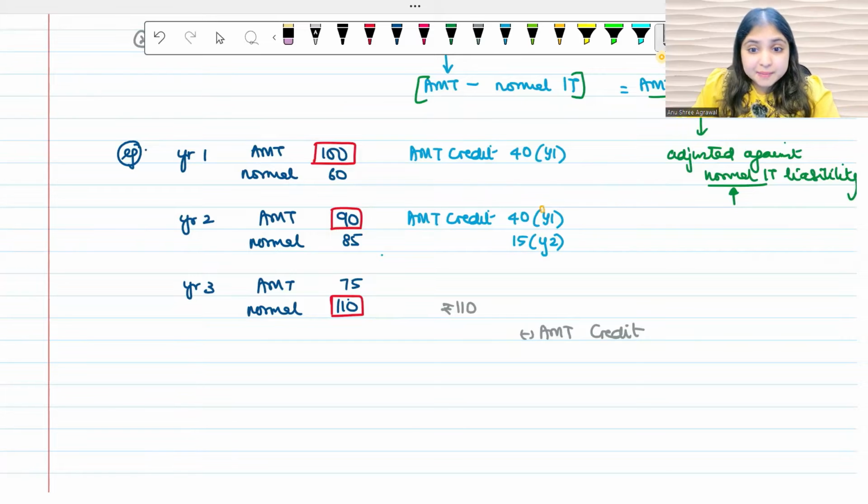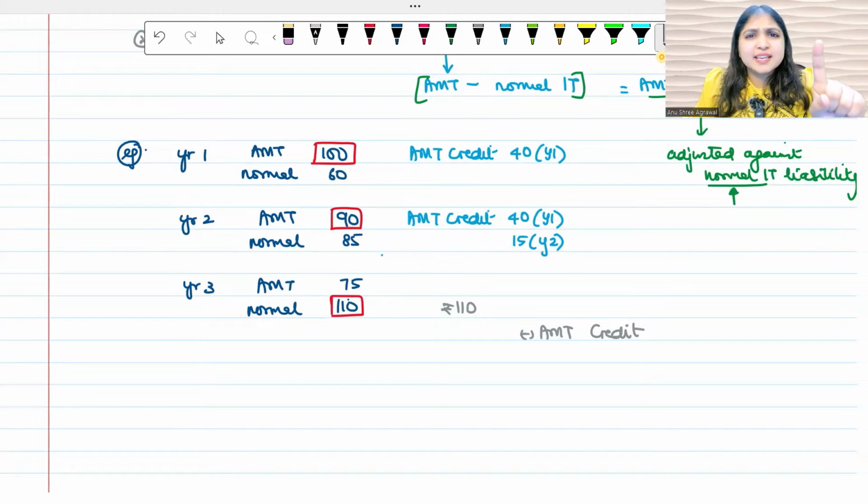We are having AMT credit of 55 rupees. Can I subtract the full 55 rupees? No. This is where the catch is. I cannot subtract the full 55 rupees, guys. I can subtract only the difference between AMT and normal income tax.